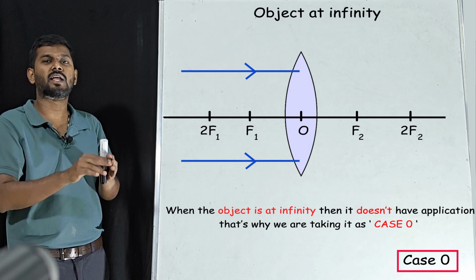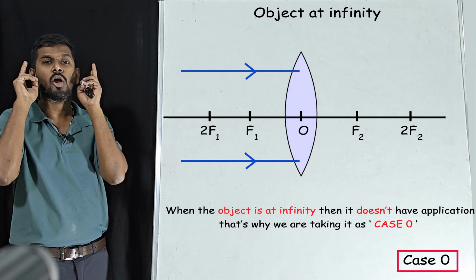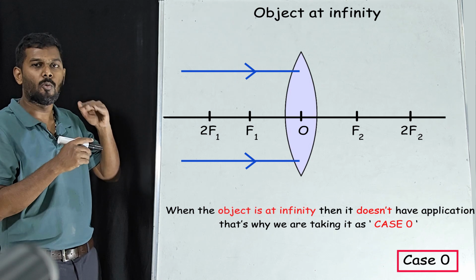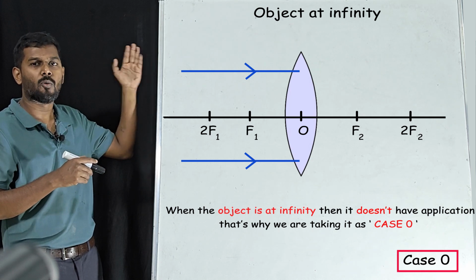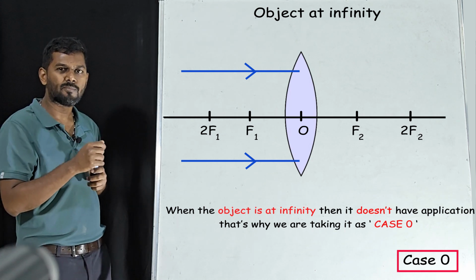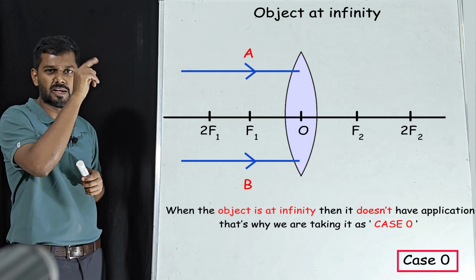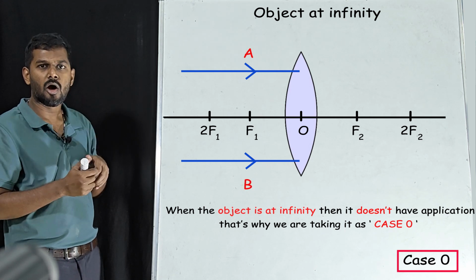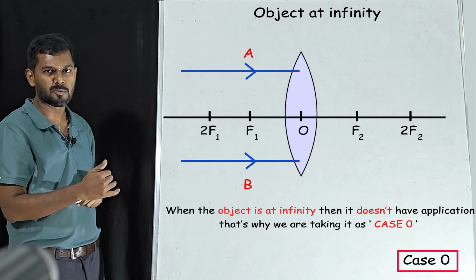If the object is at infinity, we will get only two rays. Both the rays will be parallel to the principal axis. One is above the principal axis, one is below the principal axis. Above the principal axis we will name it as A, below we will name it as B. Ray A is parallel to the principal axis.